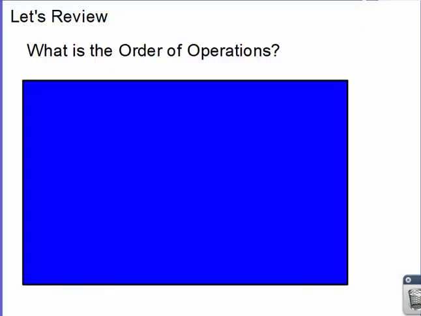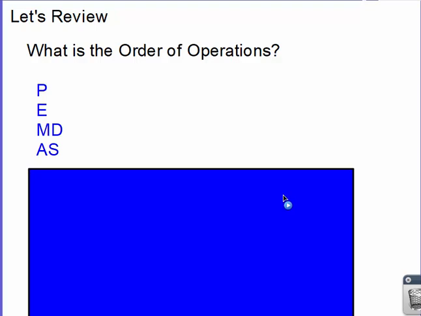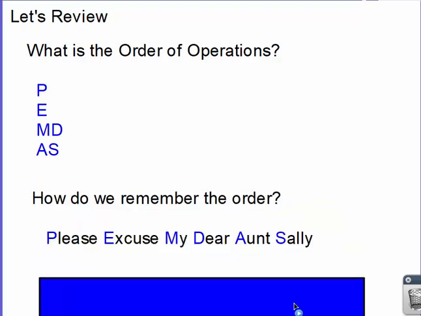So in order to evaluate expressions, I need you to think about order of operations. What do you remember about order of operations? That's right, order of operations is PEMDAS. Okay, how do we remember it?